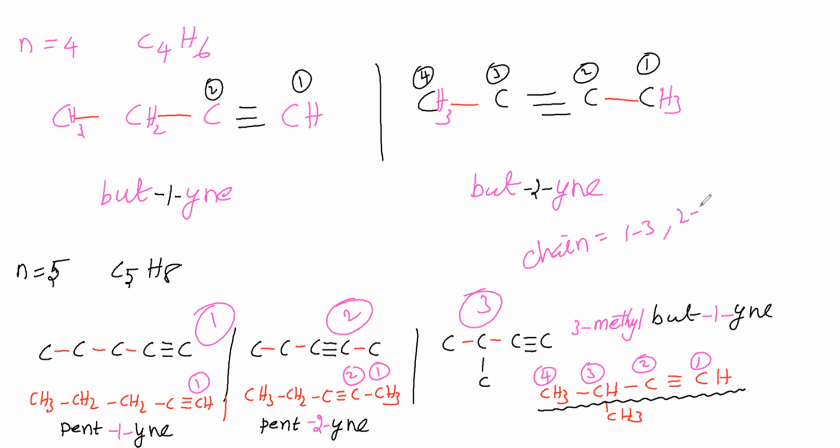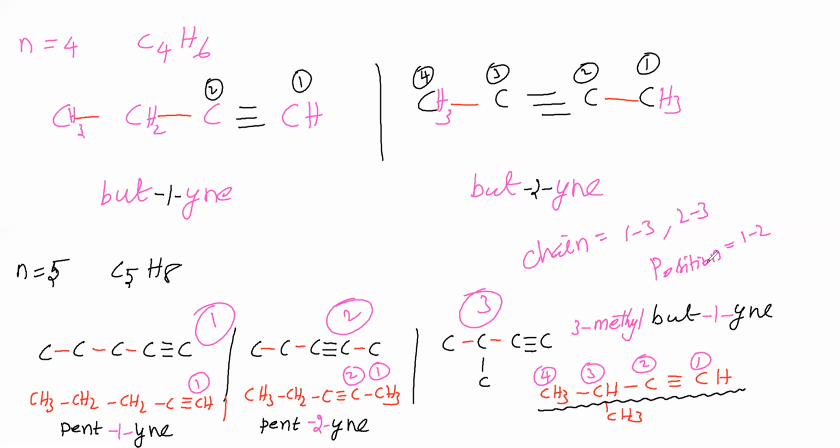Then shall we say 2 and 3? 2 and 3 shall be chain isomers, shall we say? Yes. Okay, 2 and 3 chain isomers. Next we will say about position isomers. Which are position isomers? Do you say 1 and 2? Yes, because in this compound the position of the triple bond is 1, in this compound the position of the triple bond is 2, therefore this compound and this compound are called position isomers, therefore 1 and 2 are position isomers.